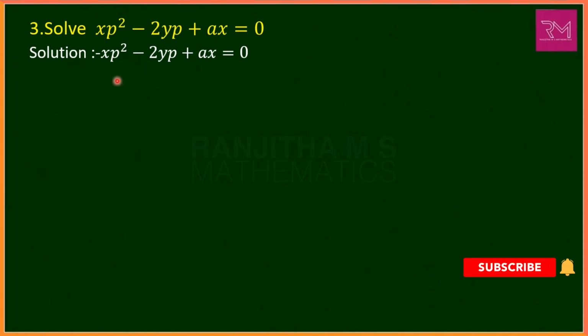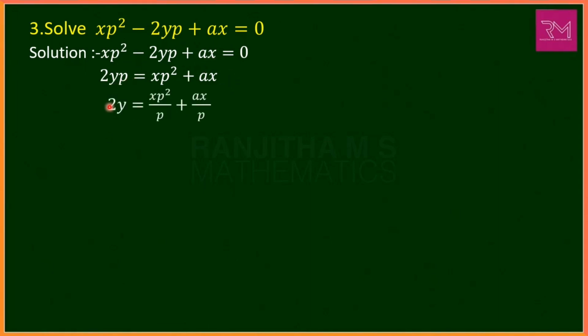First step, we have to convert this equation to the form y is equal to f of x comma p. So take this term to the right hand side, that becomes 2yp is equal to xp squared plus ax as it is. Next step, this p goes to the right hand side, that becomes 2y is equal to xp squared by p plus ax by p. Here p and p get cancelled. Remaining is 2y is equal to xp plus ax by p. Call this equation number 1.